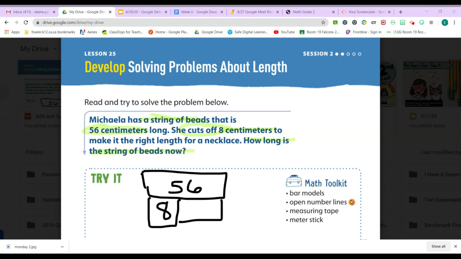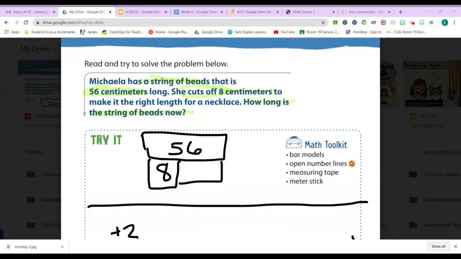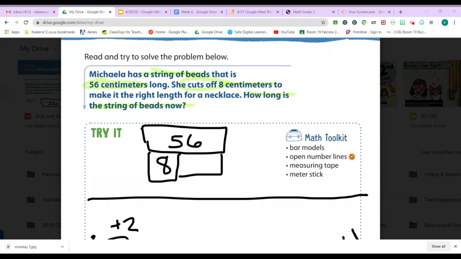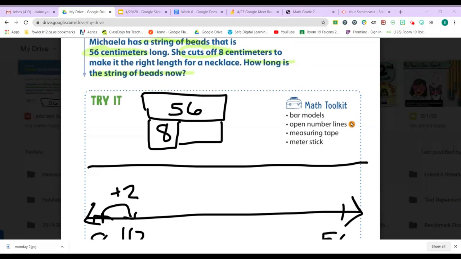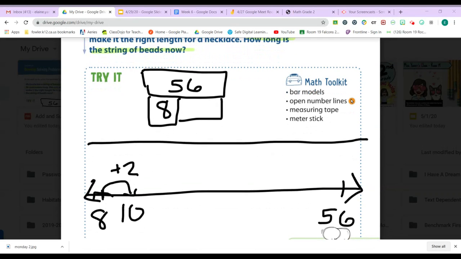Okay, next sentence. Let's find out what we need to find. How long is the string of beads now? So they want to know how long it is after she cut off 8 centimeters. Well, I'm going to go back down to the try it. Now that I reread and I found important information and now I know what I need to find, I'm going to use different strategies like bar models and open number lines to solve or find the solution, kind of like in our first lesson. So the first problem I tried, I'm going to use a bar model.